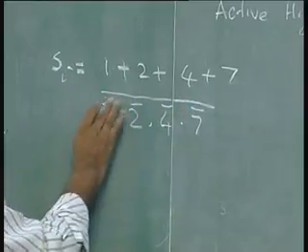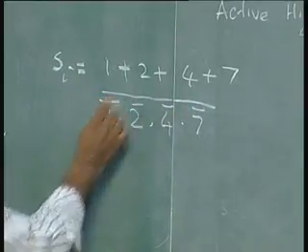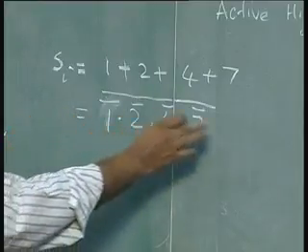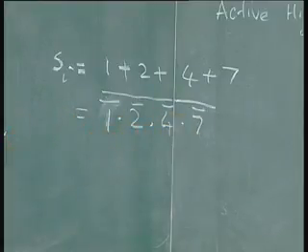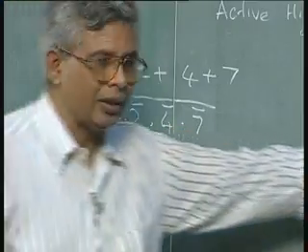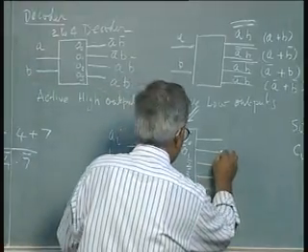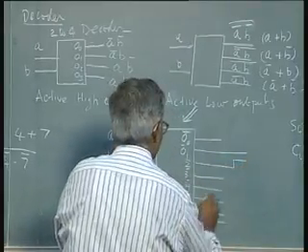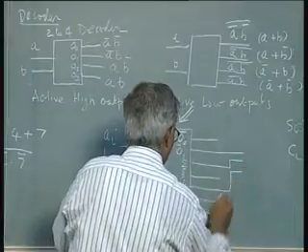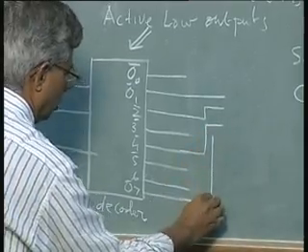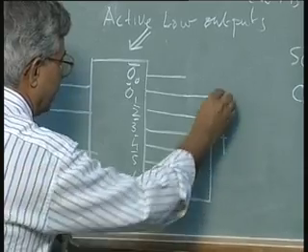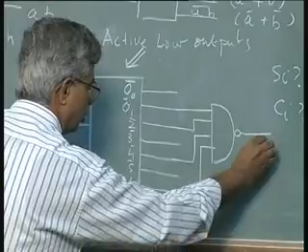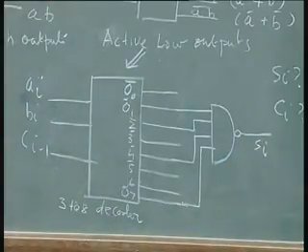If I take De Morgan's theorem, this will become 1 or 2 or 4 or 7. Since I have 1 bar, 2 bar, 4 bar, 7 bar, all I have to do is take this, take this, take this and take this and put them into a NAND gate.